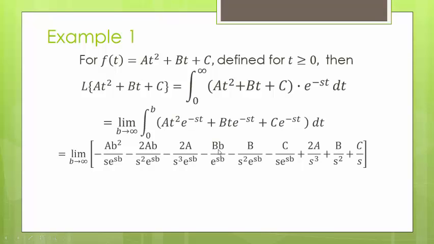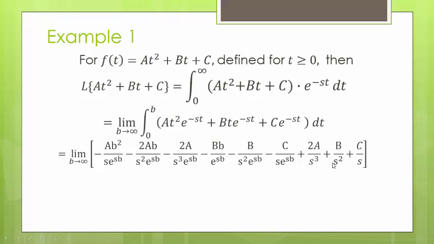As well as, here I have lowercase b over e to the sb, so b and e to the sb are what we're taking the limit with respect to. Because that's a linear function over an exponential, the exponential dominates the linear function, as well as in this term, a constant over an exponential function. These will also go to 0. C over e to the sb, another constant over an exponential. As b is going to infinity, this also goes to 0.